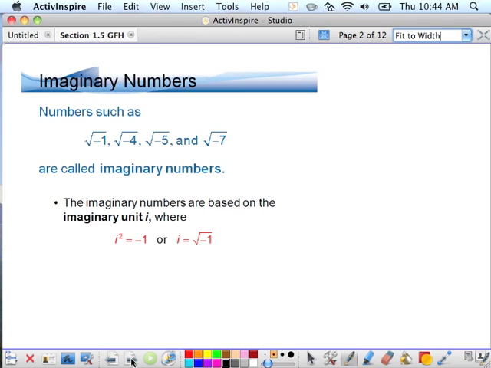The imaginary numbers are based on the imaginary unit little i, where i squared equals -1. So that's one way to memorize it, and you will need to know that i squared equals -1. But little i is simply defined as the square root of -1. So if we have, for example, the square root of -1, what do we know that equals? i. So you will never leave the square root of -1 anymore. You will always replace it with i.